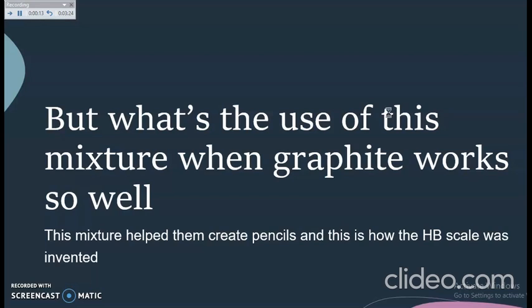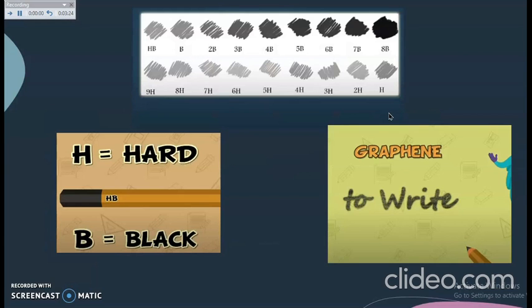Yeah, this is true. Let me show you some pictures. This is the HB scale, and what does HB stand for? H stands for hard and B stands for black. And do you know the word graphite is derived from the Greek word graphein, which means to write? Yes.